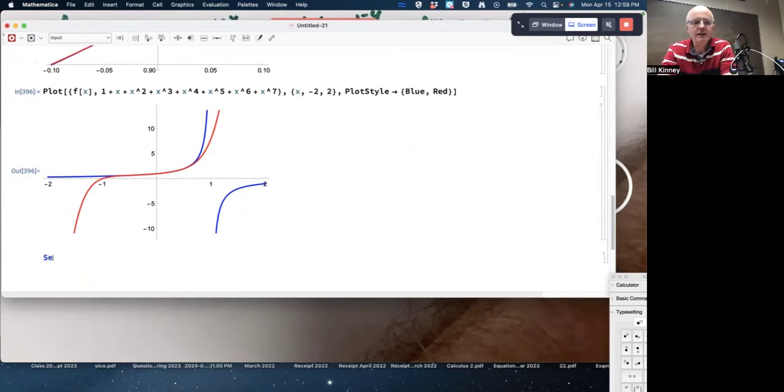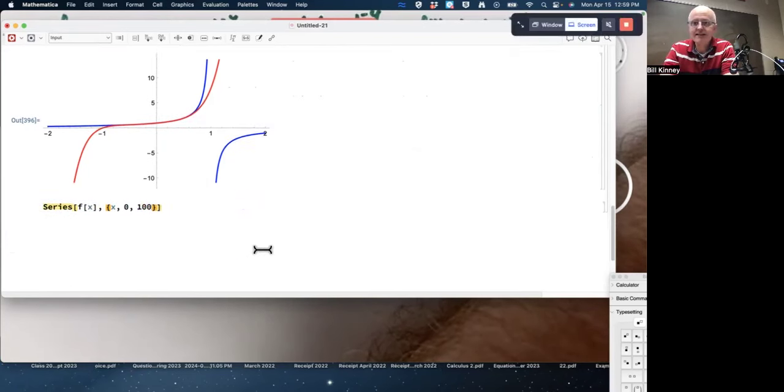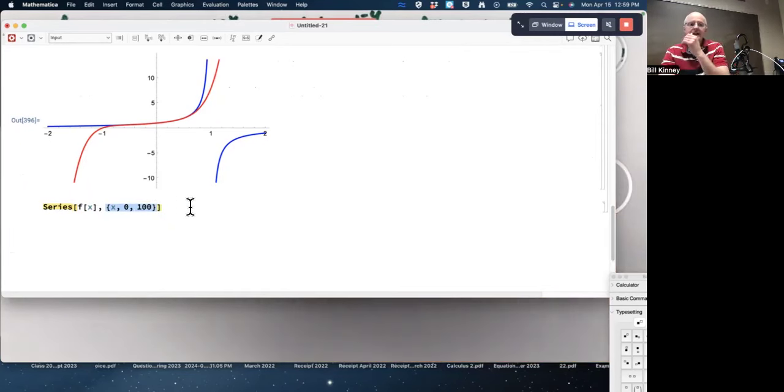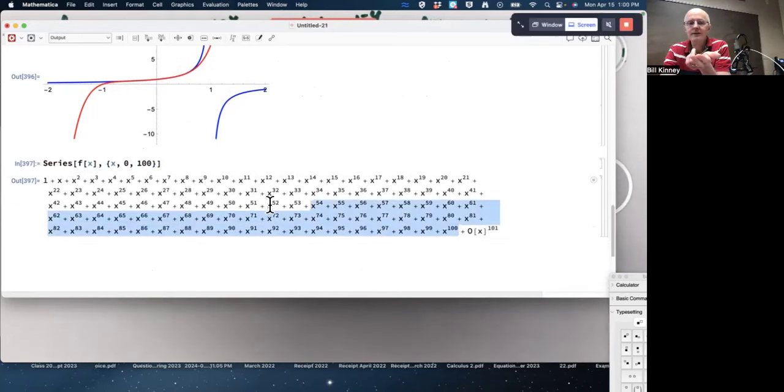Actually, we can confirm this with series, out to any degree that I want. So this syntax, Series with a capital S, the function name, comma, x comma 0 to 100. The x emphasizes the variable as x. The 0 emphasizes the a is 0. And the 100 is going to be the highest degree term that we'll see. There we have it, out to x to the 100th.